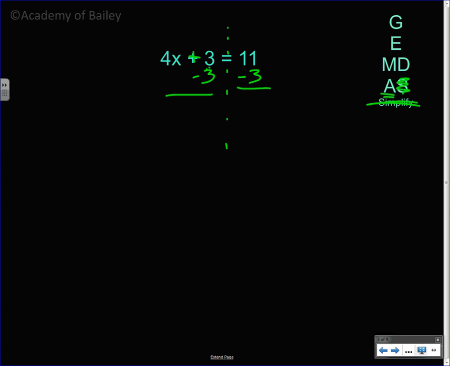So positive 3 minus 3 cancel out and give you 0. And we know that 4x plus 0 is just 4x. And then on the right side of the equal sign, we have 11 minus 3. 11 minus 3 is 8. So we don't have any more addition to the variable.